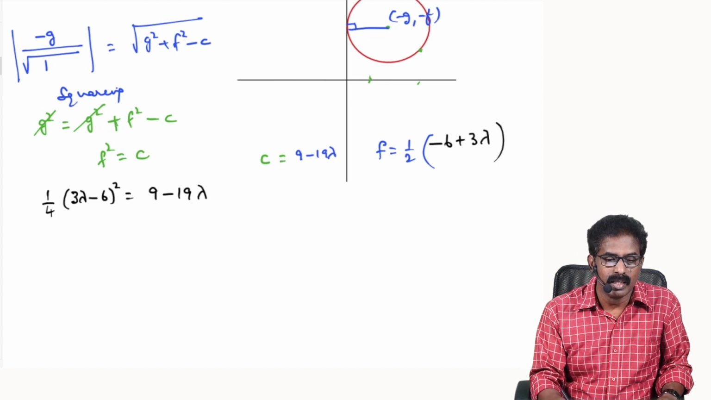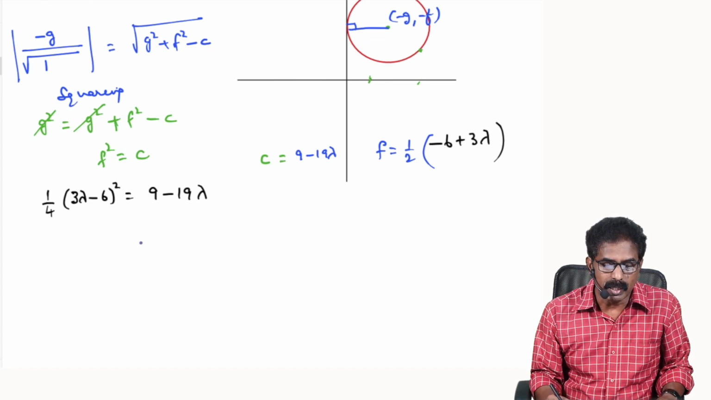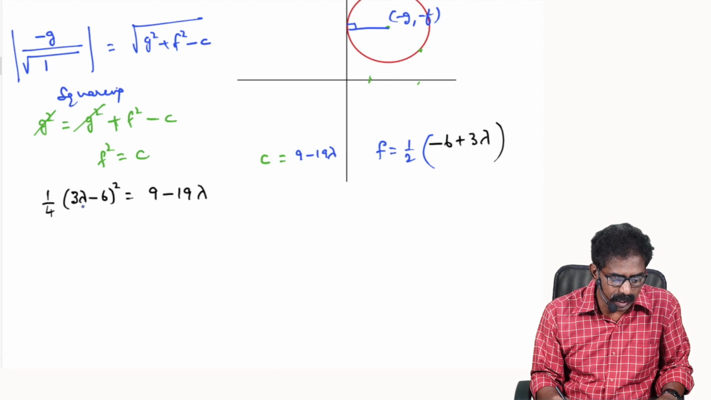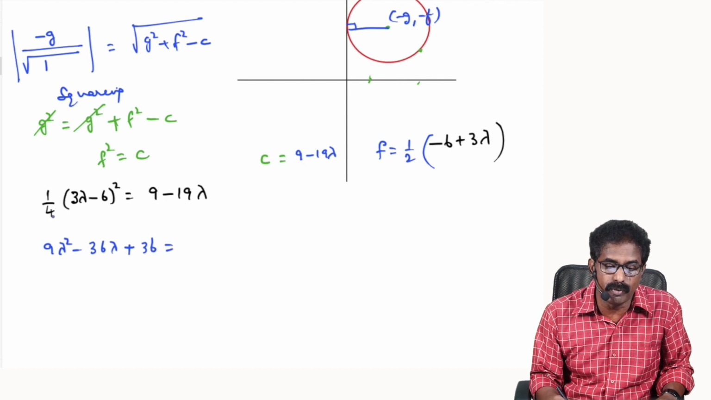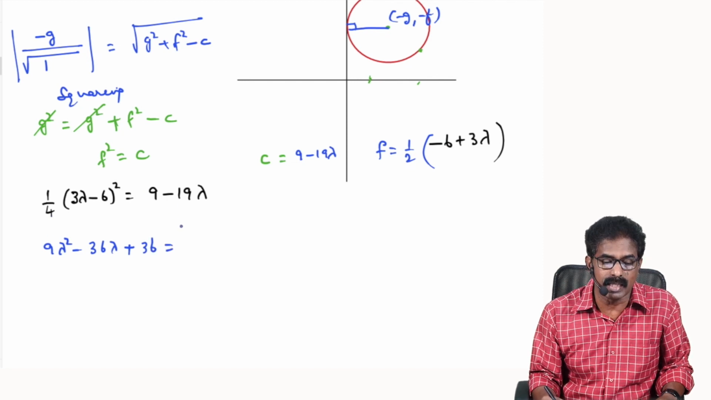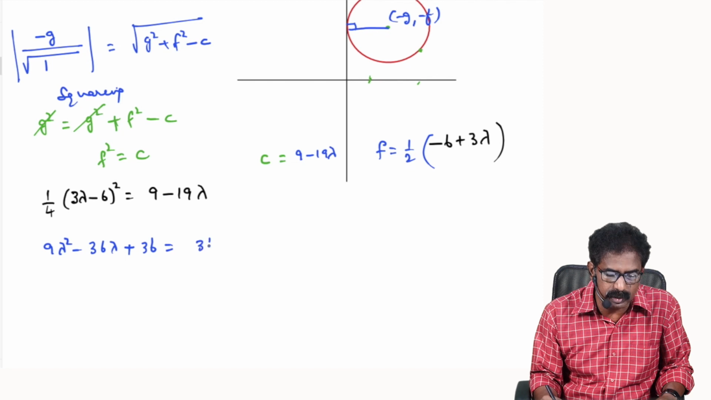Okay. Look at this. So you cross multiply. So 3 lambda minus 6 the whole square. A minus B the whole square. So A square 9 lambda square minus 2AB. 2 3s are 6, 6 6s are 36. 36 lambda plus 6 square 36. Cross multiply 4 into 9 minus 19 lambda. So 9 4s are 36 minus 76, right? Lambda. Both the sides you cancel 36.